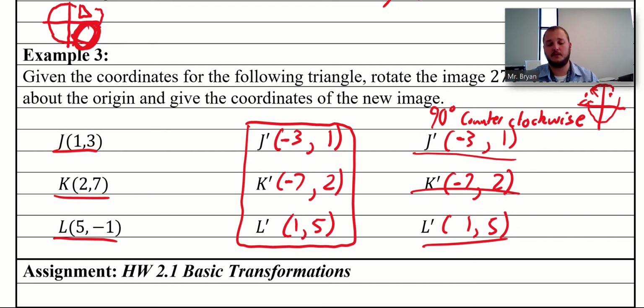Rest of time today, you have to work on that homework, 2.1 basic transformations. Make sure you have these notes out. Make sure you have these rules easily accessible, because that's all you're really doing is just looking at these rules and saying, what do I do when I reflect? What do I do when I translate? What do I do when I rotate?